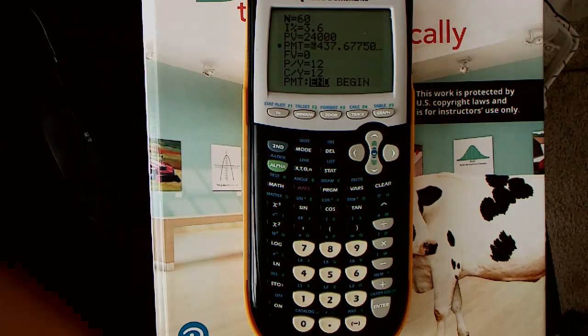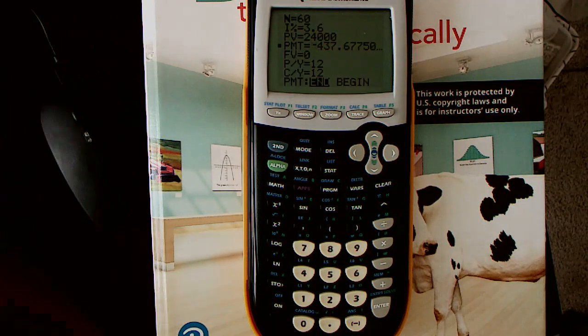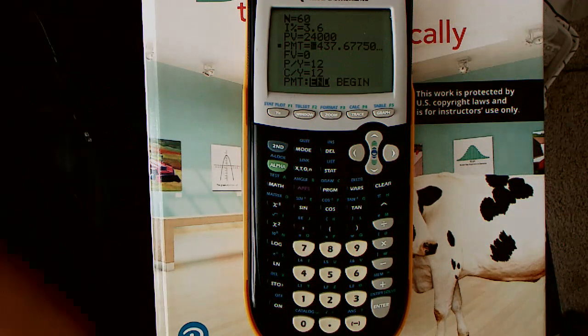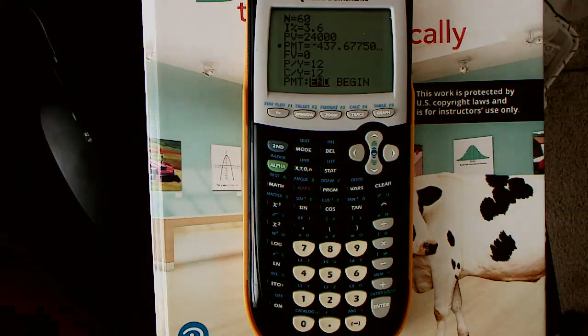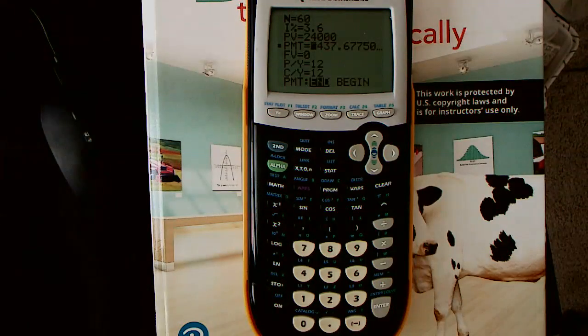We have $437.68. 68 cents, right? Okay, very convenient. If you timed the process, maybe it's just 2 minutes. Very, very convenient. So let me go back to our notes. We are going to use the monthly payments for both options to answer the question.